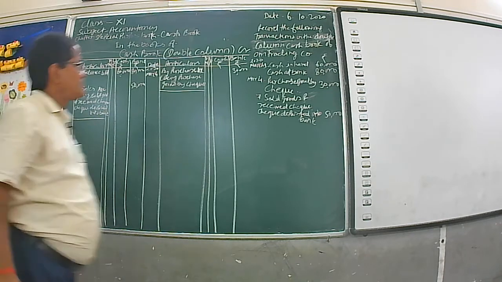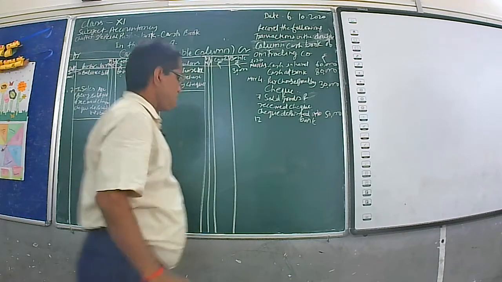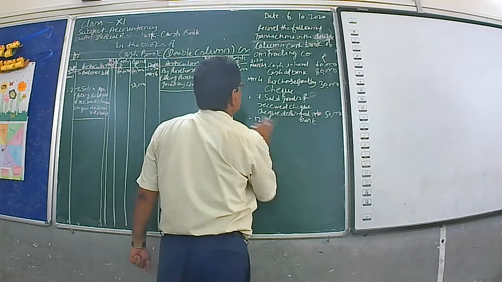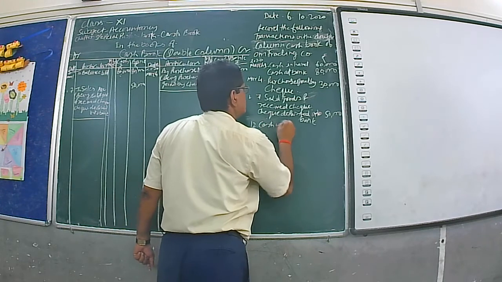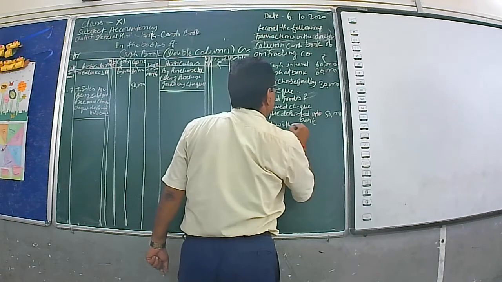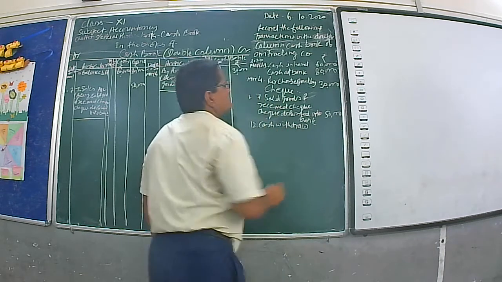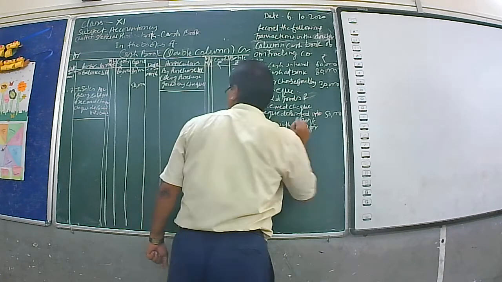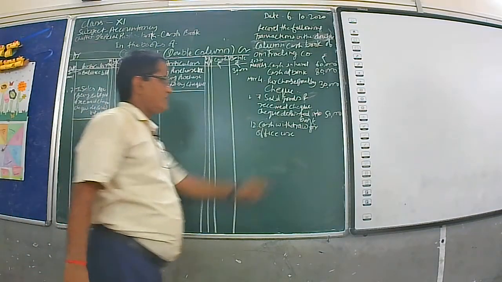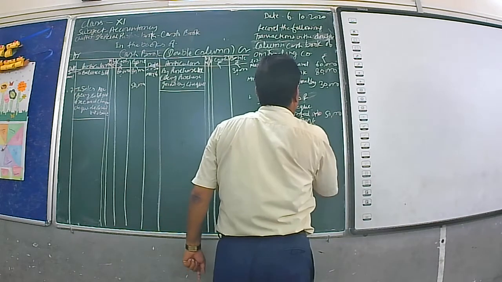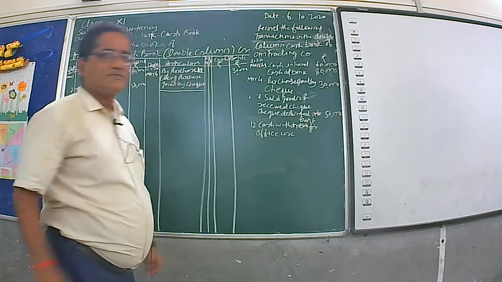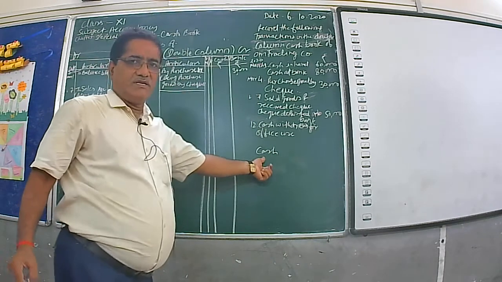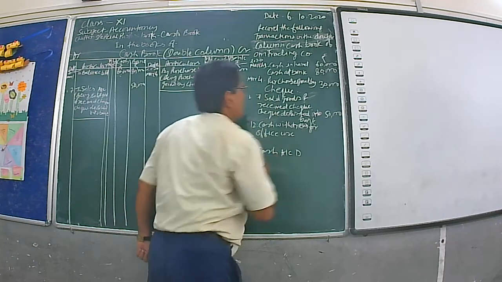That is next, March 12. Cash withdrawn for office use. Cash withdrawn for office use. It means the journal entry will be cash account debit, and that amount is 10,000.